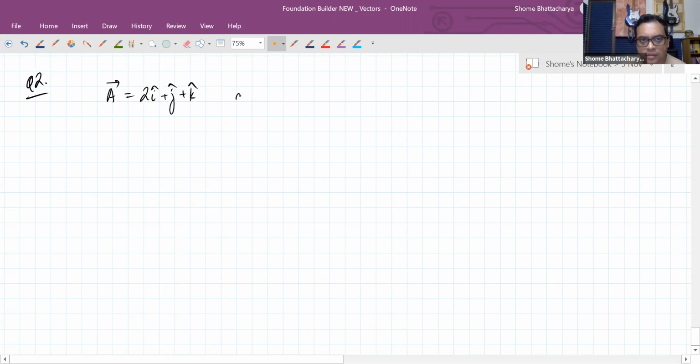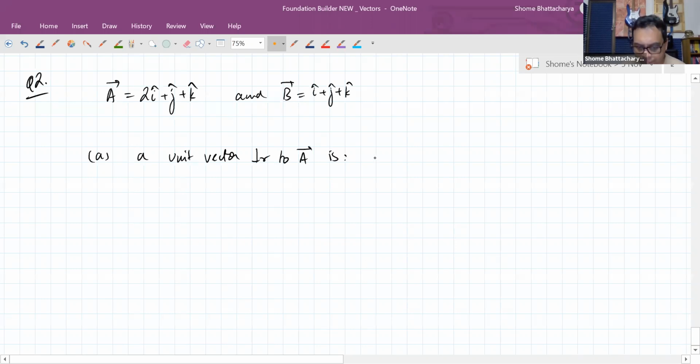This, the second vector, this. Now for example, this one is saying that a unit vector perpendicular to A is minus j cap plus k cap divided by root 2.